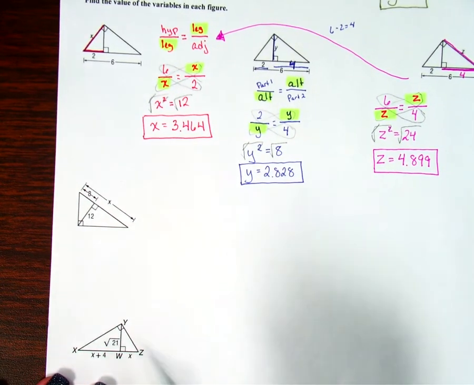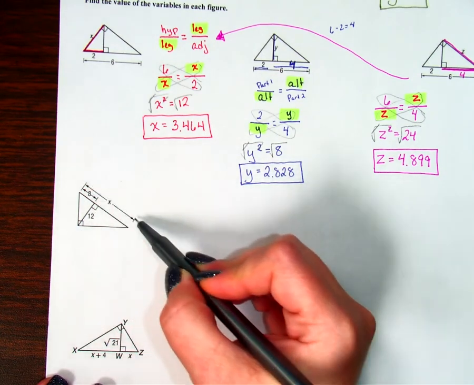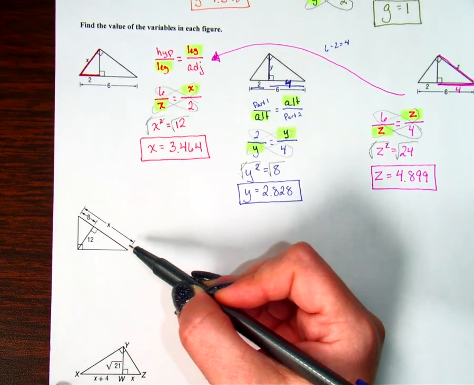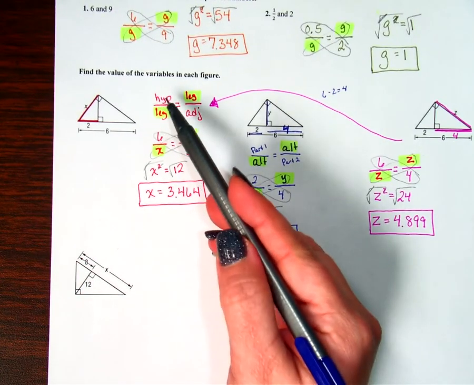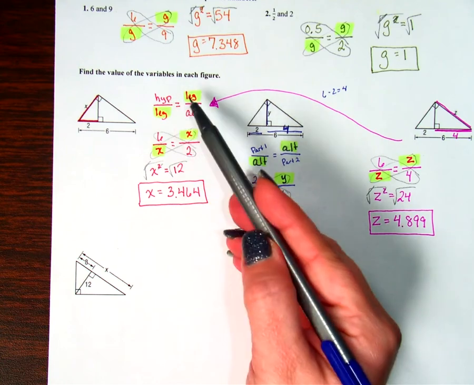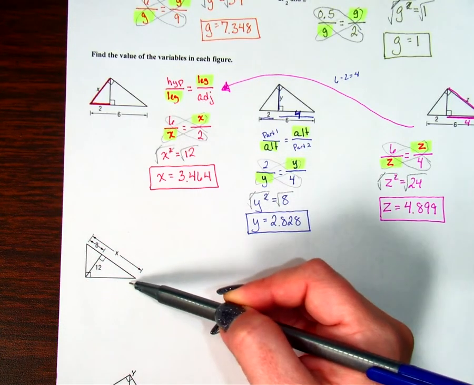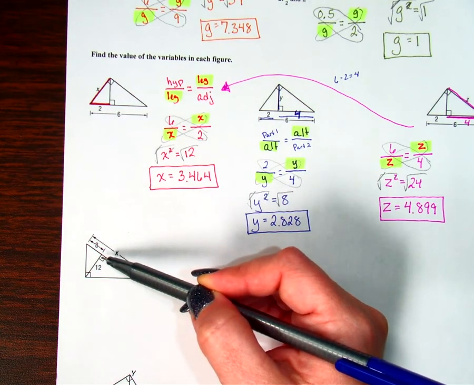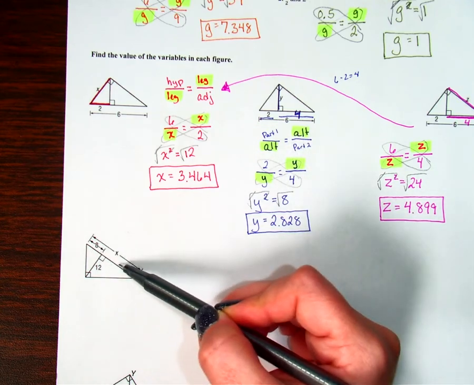Okay, now on this one, I know my altitude, and I'm trying to find the whole hypotenuse. It would be tempting on this one to say, well, I want to know the whole hypotenuse, so I want to use the theorem that has the word hypotenuse in it. The problem with that is I need the leg for that, and I don't have either leg to go with this hypotenuse. So I do have the altitude, and my altitude will allow me to work with these two parts.